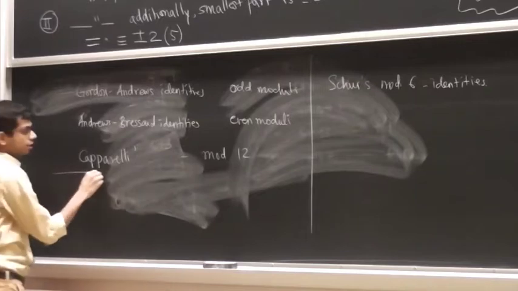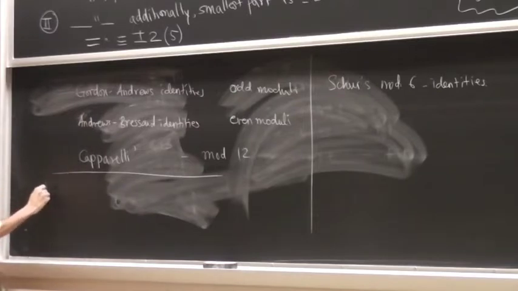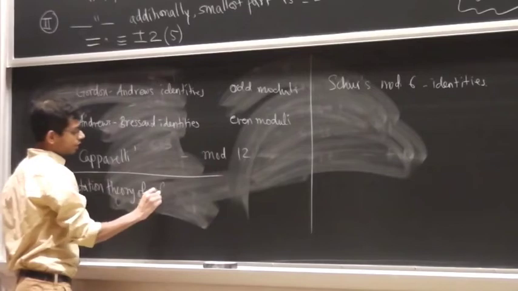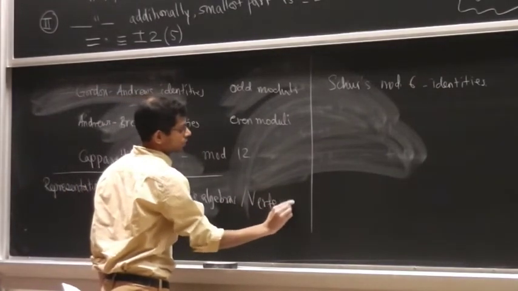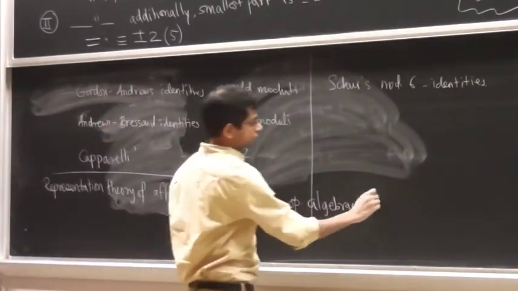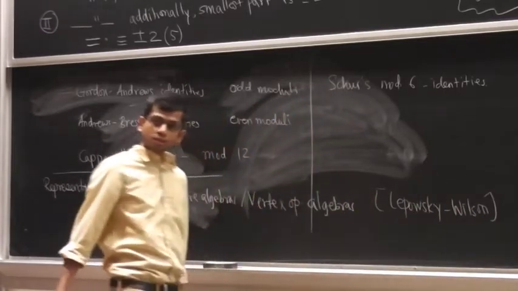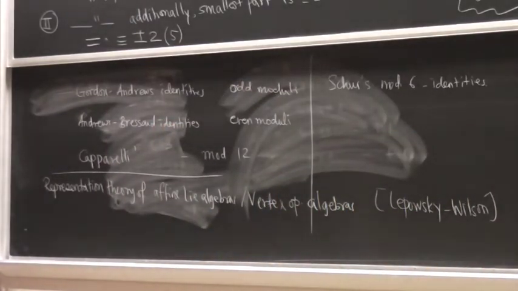And the reason I care about any of this is because all of these identities show up in many algebraic contexts. For example, in the representation theory of affine algebras and vertex operator algebras, and that was what my advisor did in the late 70s. It started with the work of Lepowsky and Wilson. And Capparelli was their student.